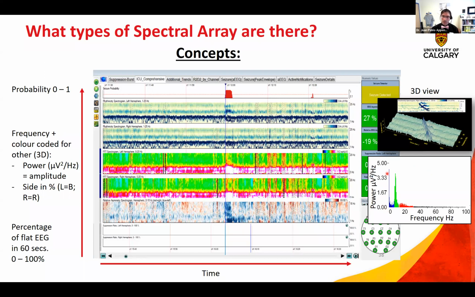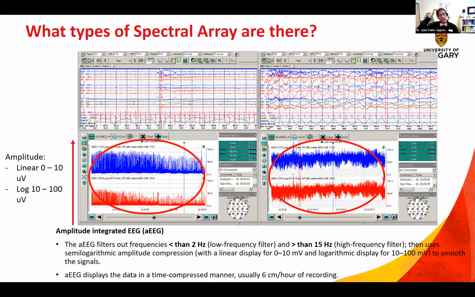And with the power, we analyze that the lower the frequency and the higher the amplitude is, the more power that seizure will have. Anyway, we're going to start with the one that everybody knows or is aware of, and we're going to tease out a little bit more the amplitude integrated EEG, and then we will go over the other trends.